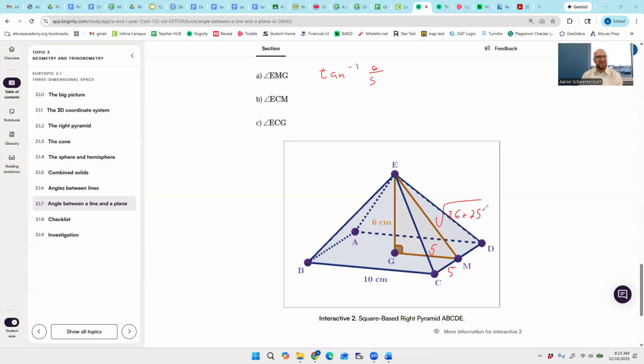Well, and now we have enough. So now we have enough to do an inverse tangent. 36 plus 25 is 61. So 5 over square root of 61. And ECG.